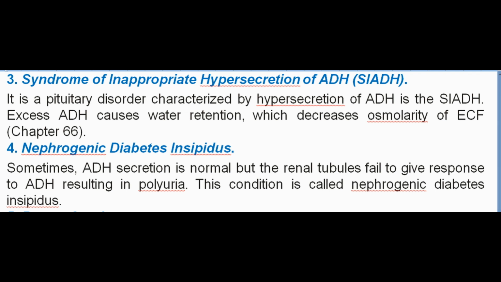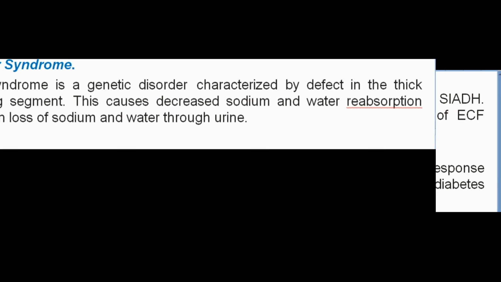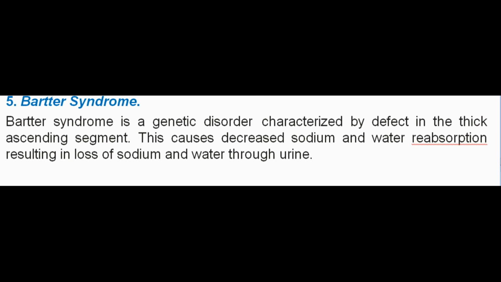Nephrogenic diabetes insipidus. Sometimes, ADH secretion is normal but the renal tubules fail to give response to ADH, resulting in polyuria. This condition is called nephrogenic diabetes insipidus. Barter syndrome. Barter syndrome is a genetic disorder characterized by defect in the thick ascending segment. This causes decreased sodium and water reabsorption, resulting in loss of sodium and water through urine.